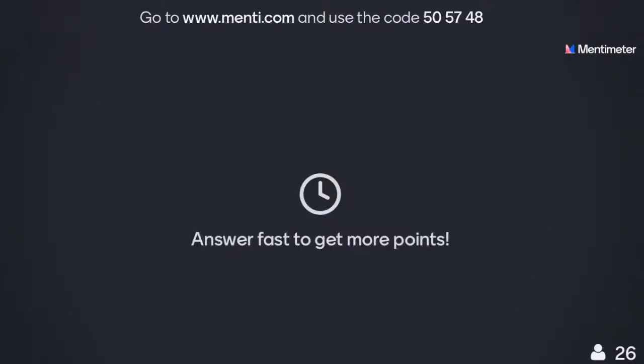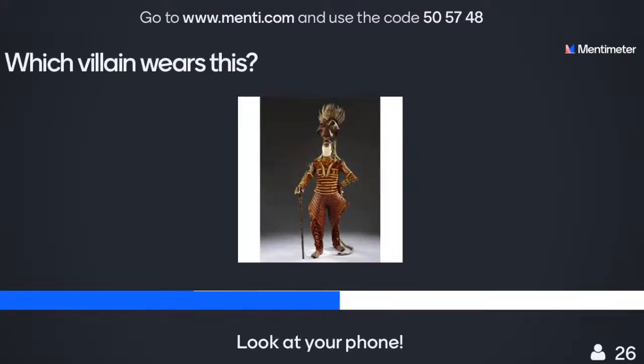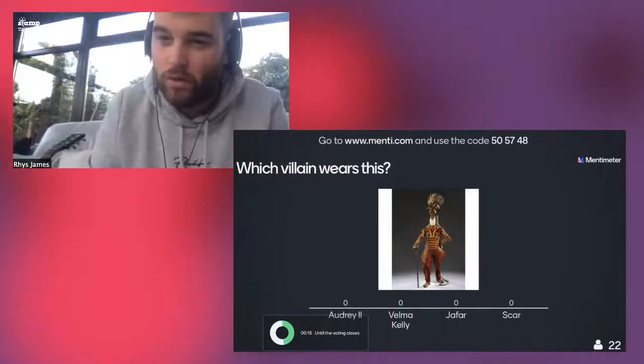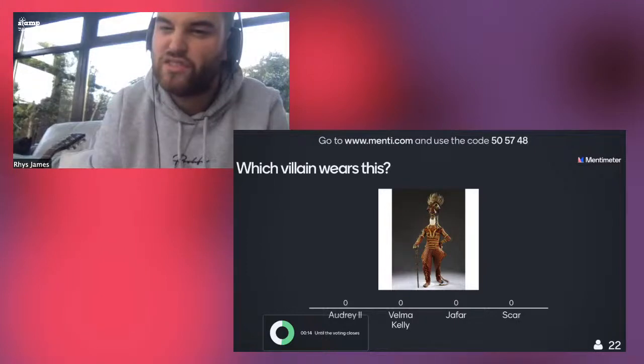So, answer fast to get more points. Which villain wears this? Okay, so your options are Audrey 2, the massive plant, Velma Kelly, Jafar, or Scar. Is Velma Kelly a villain? I don't know. Maybe in the story, but the heroine isn't.